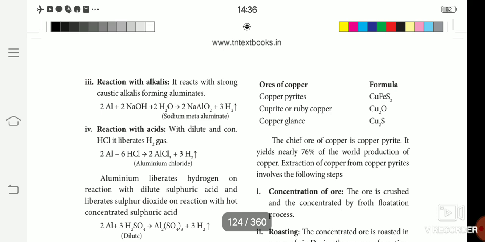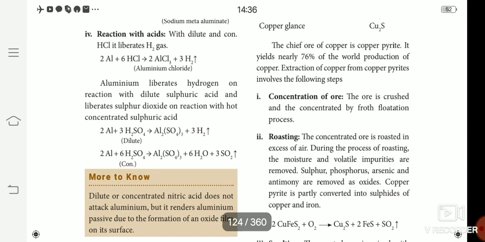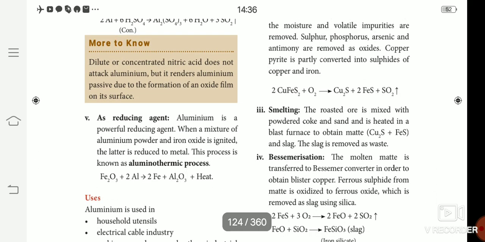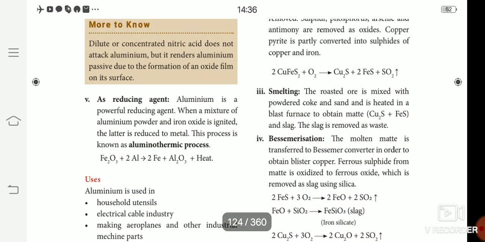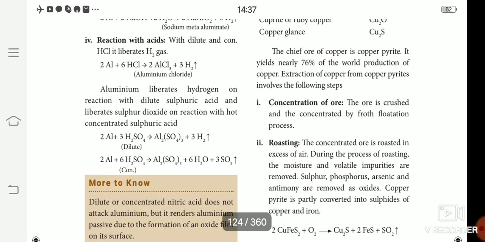The extraction of copper involves five methods: concentration of ore, roasting, smelting, bessemerization, and refining. First is the concentration of ore. The ore is crushed into fine powder, and then concentrated by the froth flotation process.